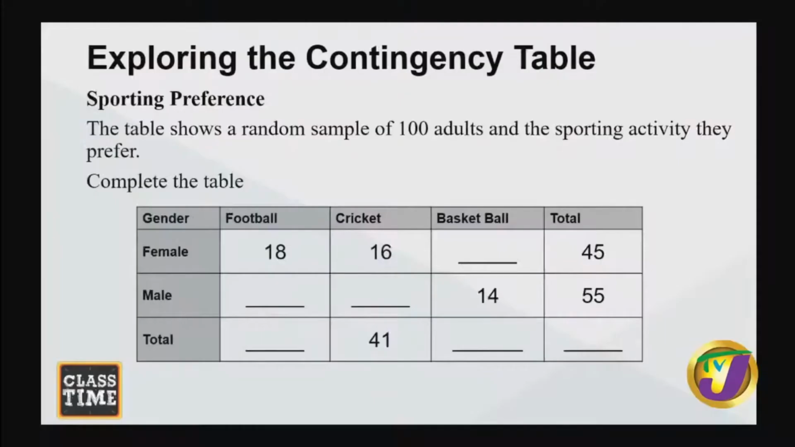So, they are referring to sporting preference. The table shows a random sample of 100 adults and the sporting activity they prefer. Let's complete the table. Now, Denise, I'm looking at 45 and I'm looking at 55.